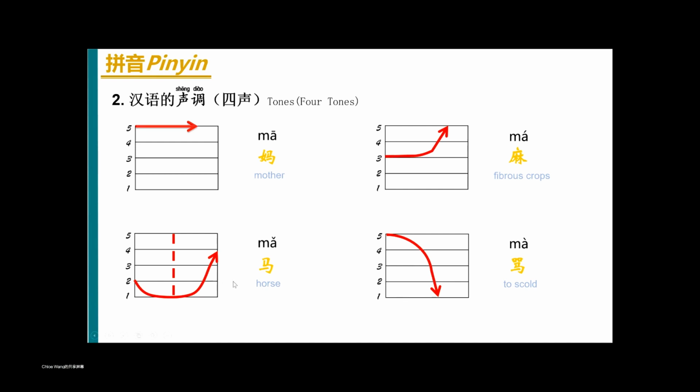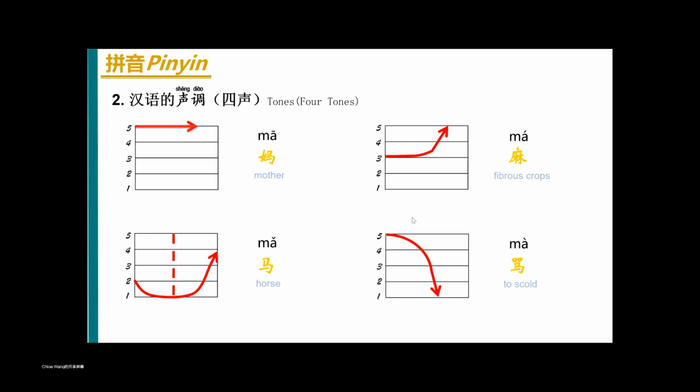And the third tone sounds like, just like this mark here, first it goes a little bit down and then goes up. Ma, ma, ma. And the fourth tone goes down, right? Directly from the top to the bottom. It sounds like ma, ma, ma.